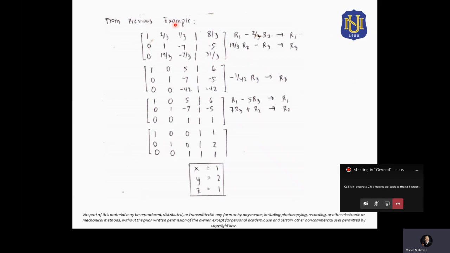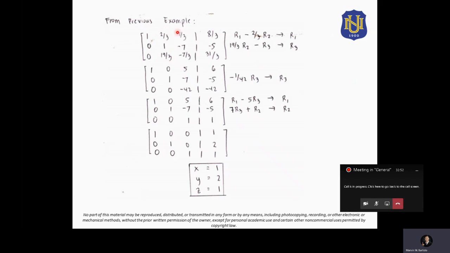So again, ang goal natin for Gauss-Jordan elimination, lahat ng diagonal elements natin mapag-1 natin. So itong negative 7/3, kailangan natin itong mapag-1. Tapos kailangan yung remaining elements maging 0. So itong 19/3, kailangan pa natin itong mapag-0.